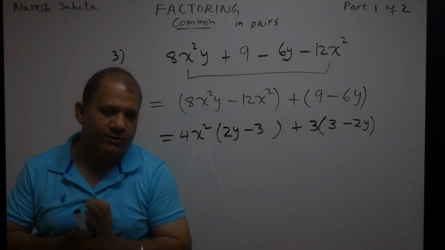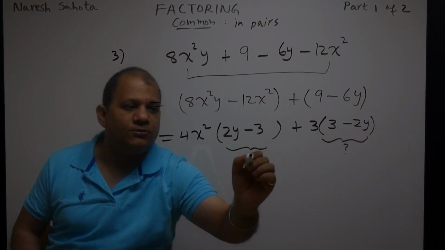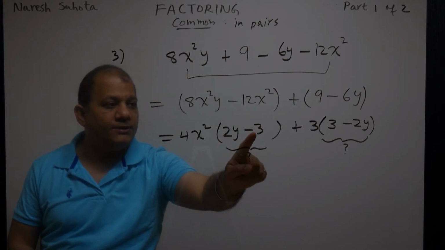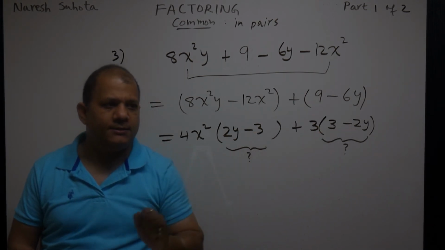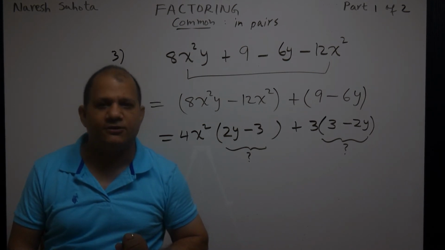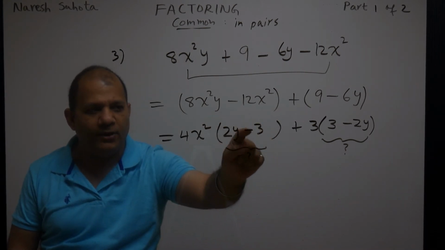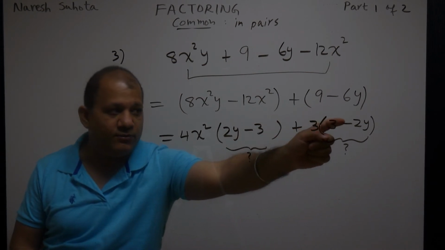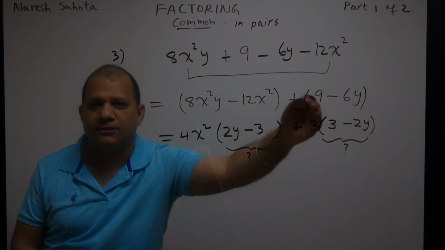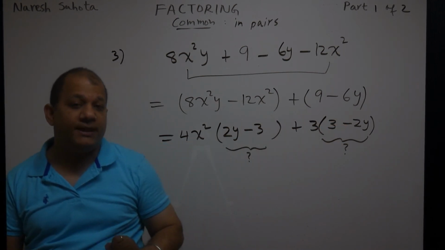So what I'm hoping for now is that these two brackets would turn out to be the same. So question mark, are they the same? They look the same, but are they the same? This is 2y minus 3, this is 3 minus 2y, right? So they are not the same. They're different by a factor of negative 1. If I multiply this by negative 1, I'll get negative 2y, positive 3. And that's what this is, right? So negative 2y and a positive 3. Or if I multiply this by negative 1 or factor out negative 1, then this will become negative 3 and positive 2y. So we need to make them the same.